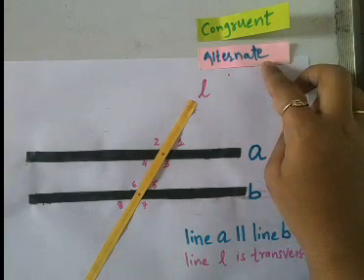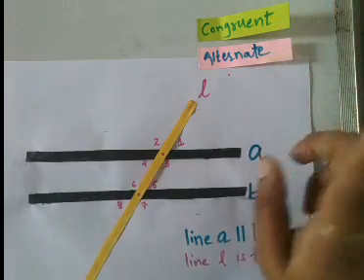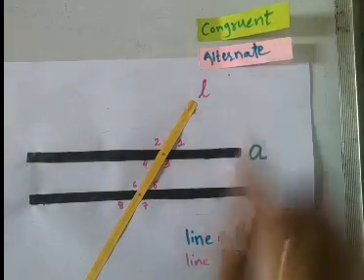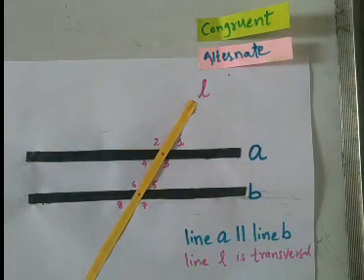The property of alternate angles is the same as the property of the corresponding angles. We have seen that corresponding angles are congruent to each other. Same way, alternate angles are also congruent to each other. Okay, but how alternate angles form, that we need to see.